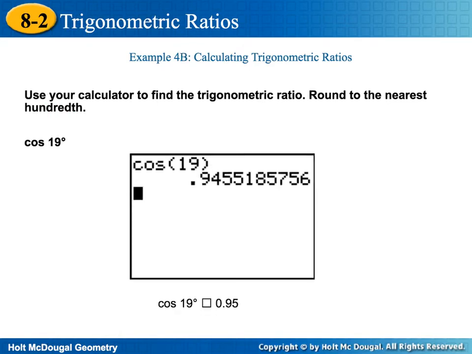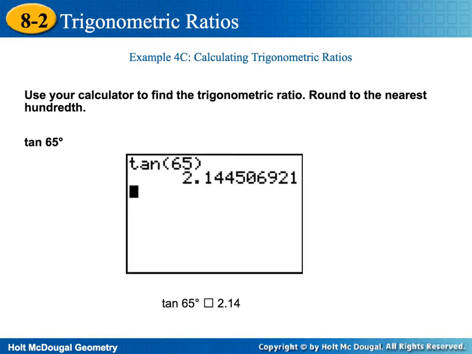All right, cosine of 19 is 0.94551855756. So approximately 0.95. Tangent of 65 is about 2.144506921, so rounded to the nearest hundredth, this is about 2.14. Again, if you are not getting this, make sure you ask tomorrow how to put your calculator in the right mode.